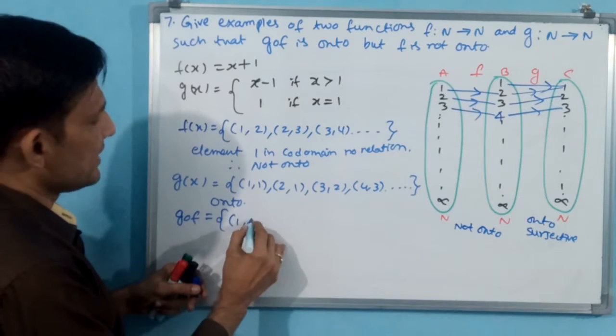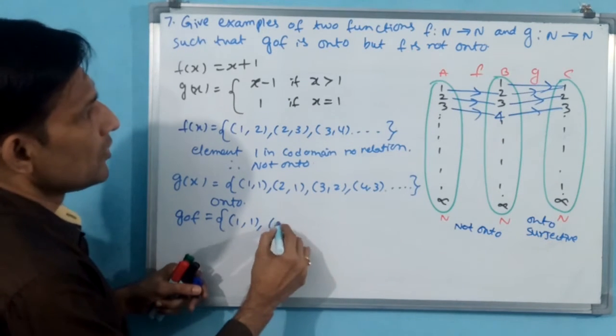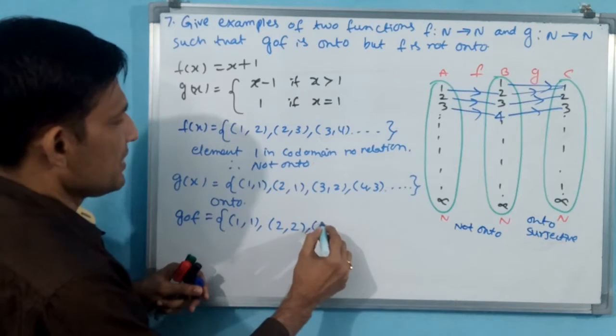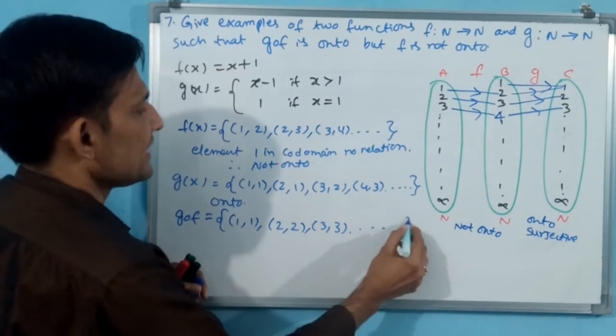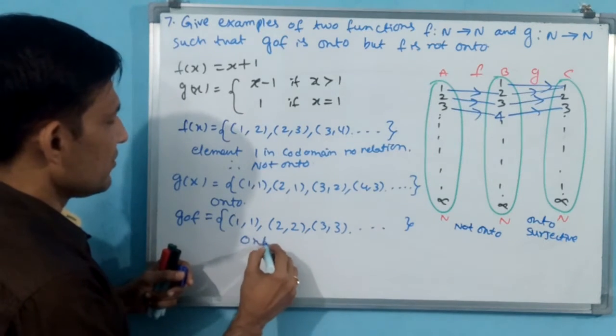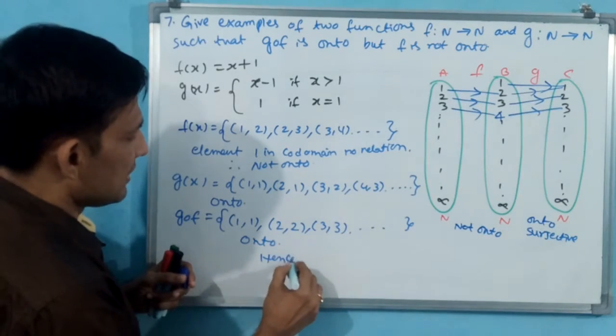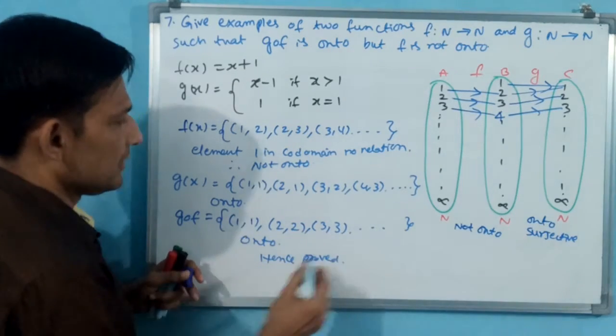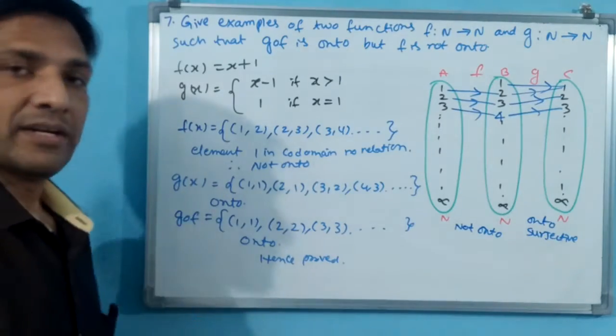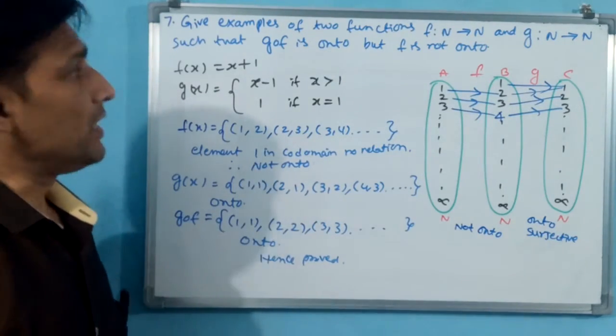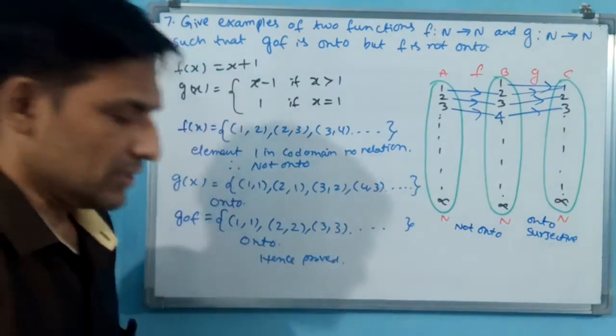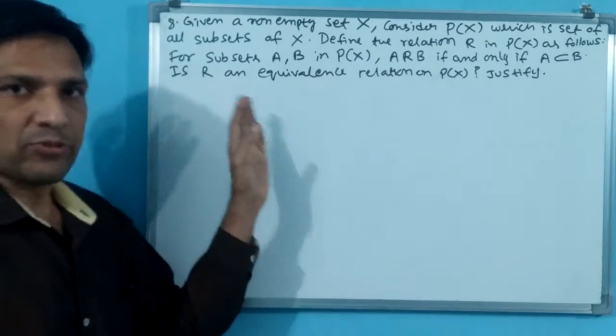GOF is directly 1 to 1 comma 2 to 2 comma 3 to 3 dash. Hence proved. That's all. Like this you write. Close this question. Let us go for the 8th question. See the 8th question.